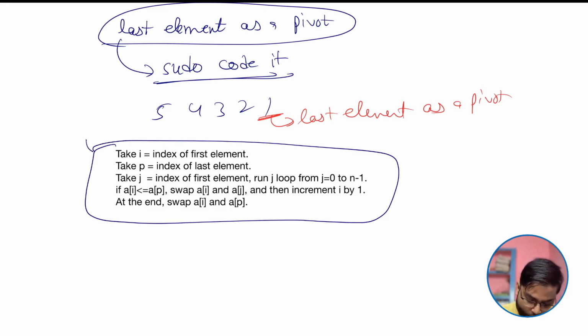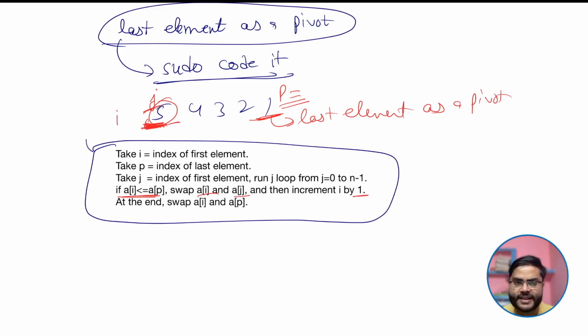So what I will do, I will take I as the first element and pivot as the last element, and I will start J from here. So I will run my J loop from 0 to n minus 1. Every time I will check whether my element is less than my pivot element or not. If it is, I will keep swapping, and after swapping I will increment my I.